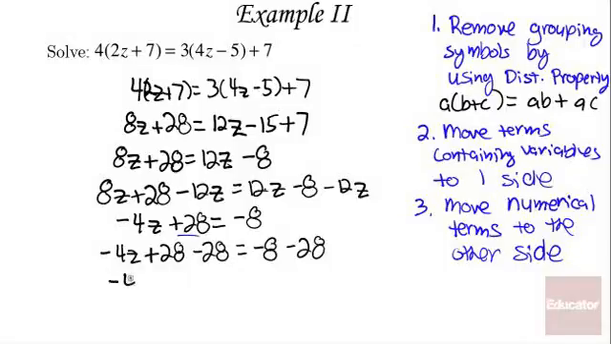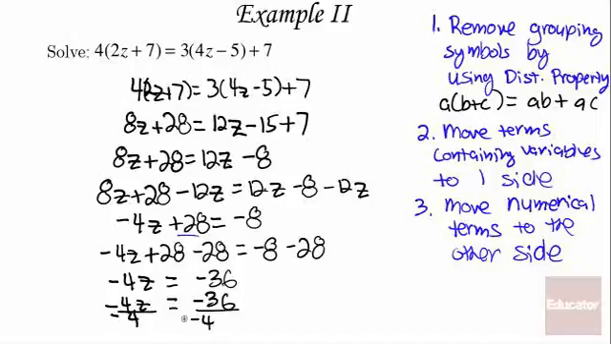That gives me negative 4z equals negative 36. Once I've done that, now I just solve the equation. I need to isolate the variable, which has a negative 4 multiplied by it. So I'm going to divide both sides by negative 4. When I work that out, it comes out to z equals 9.